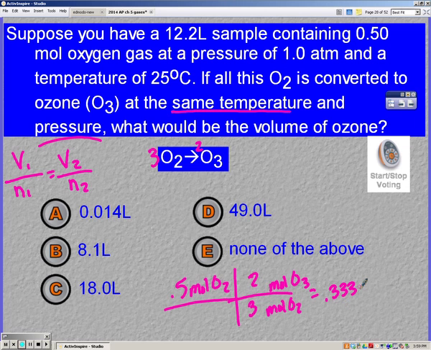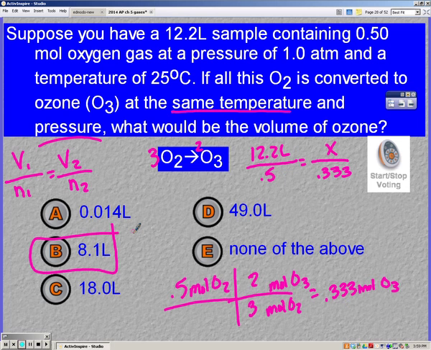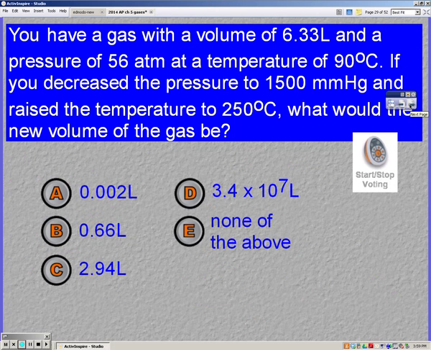So we know that we're going to end with 0.33 moles because we're converting all the oxygen to ozone. And so now we can just plug in our values. So we know our beginning volume, beginning moles, ending moles, cross multiplying, and I'm going to get 8.1 liters. Go ahead and pause the video and try this one on your own, restarting when you have your answer.